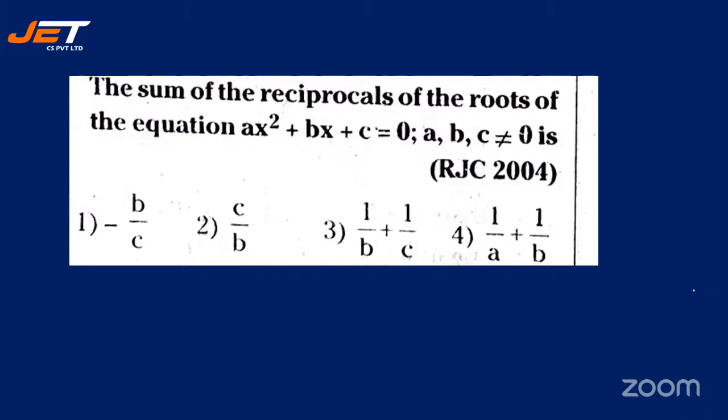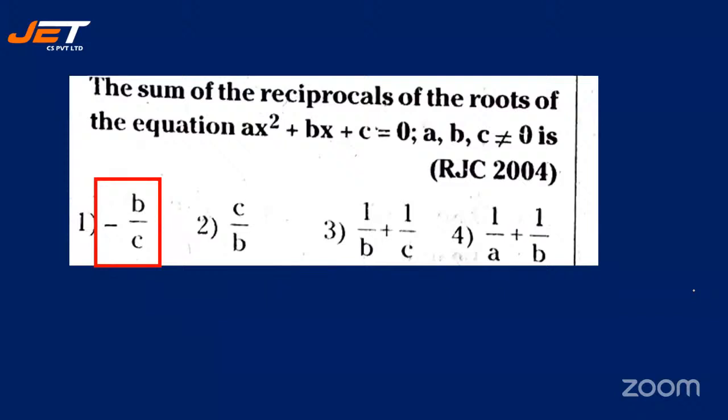The sum of the reciprocals of the roots of the equation ax square plus bx plus c is 0, a, b, c not equal to 0, is what? So you have to see the sum of the reciprocal. So it means minus b by c. Option 1. If you had opted for option 1, your answer is right. Since here we are taking the reciprocals, you should take minus coefficient of x by constant.